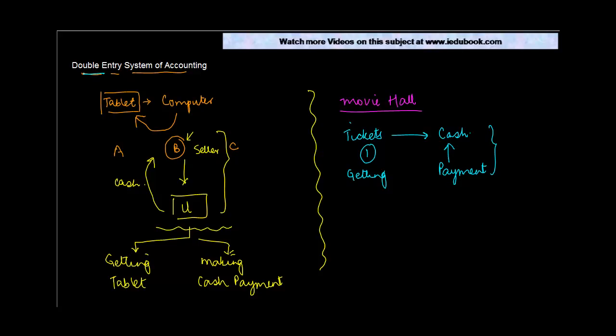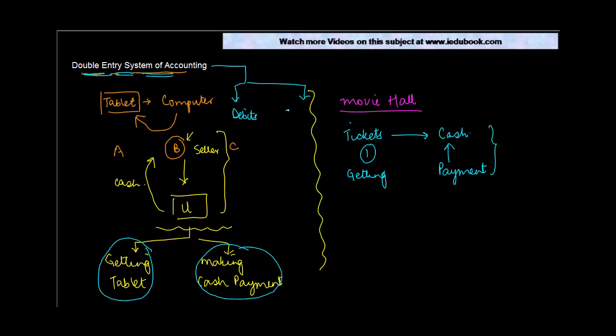Now, double entry system of accounting is basically a system which recognizes both these aspects in accounting terms, right? Now, in double entry system of accounting, there are always debits and credits. Now, you know the rules for debit and credit, right? If you're not, then maybe you can go through our other videos to understand the rules of debit and credit. What the double accounting entry system says is that in any transaction, the debits and credits are equal.